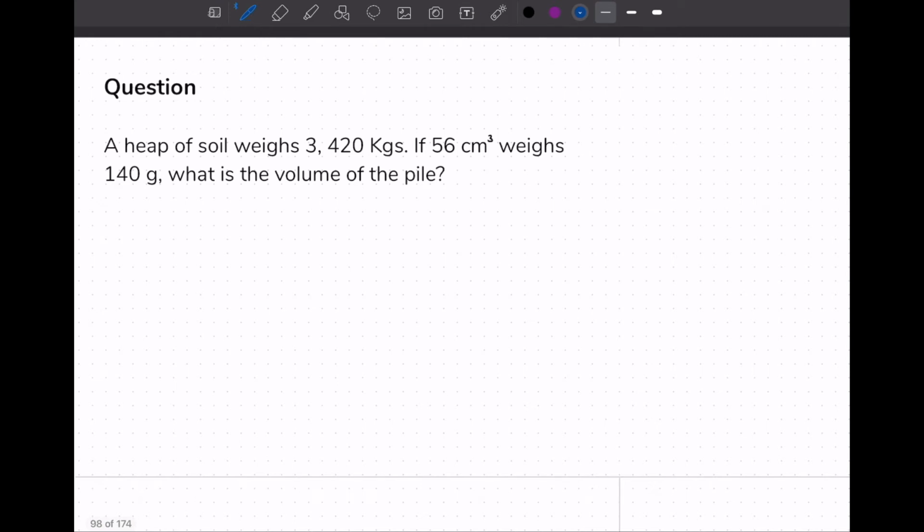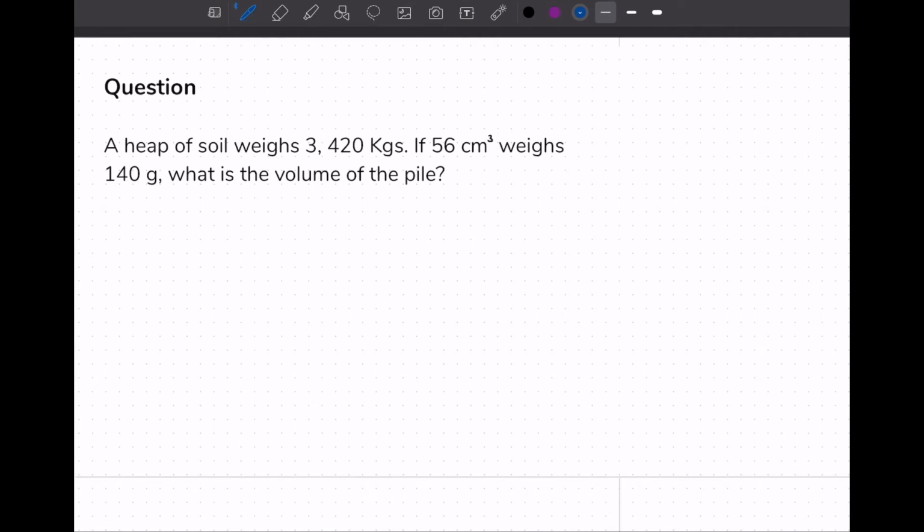Now in this next question, we're given a couple of different measurements, and we've got to put it all together to answer what the volume is of the pile. Now at the moment, we have the weight, which is some number of kilograms, and what we need is some value of some number of centimeters cubed.